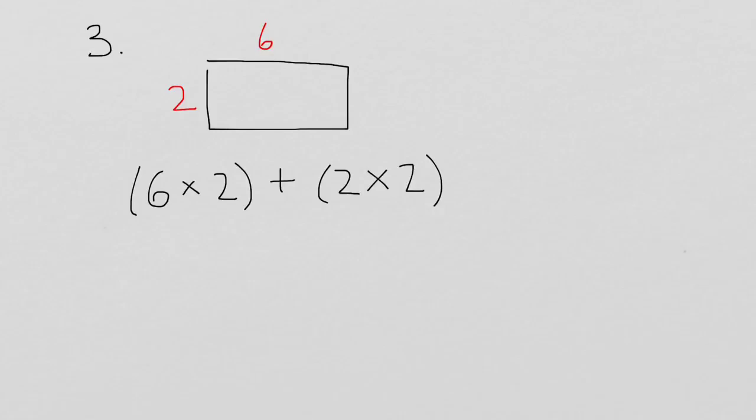It's just the same, the only difference is you have some letters in there. It's the exact same principle. So write down your expression, 2 times one length plus 2 times the other length, and then simplify.